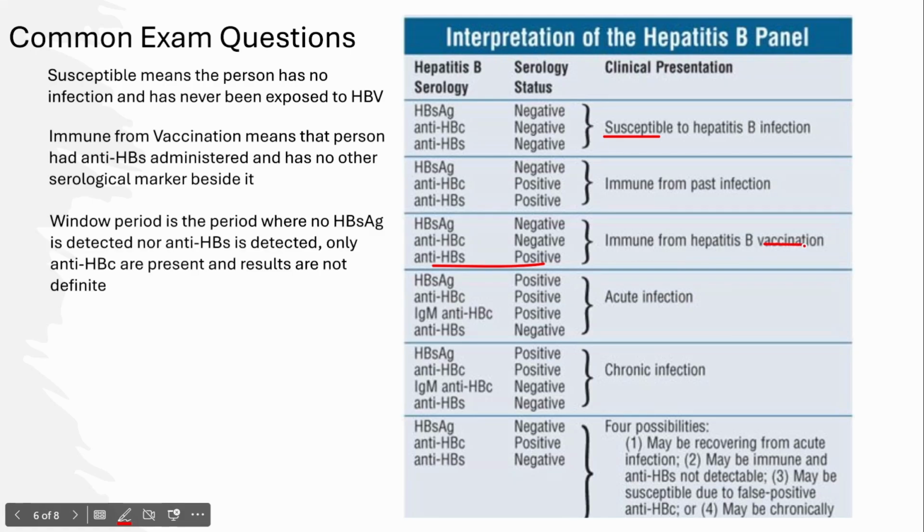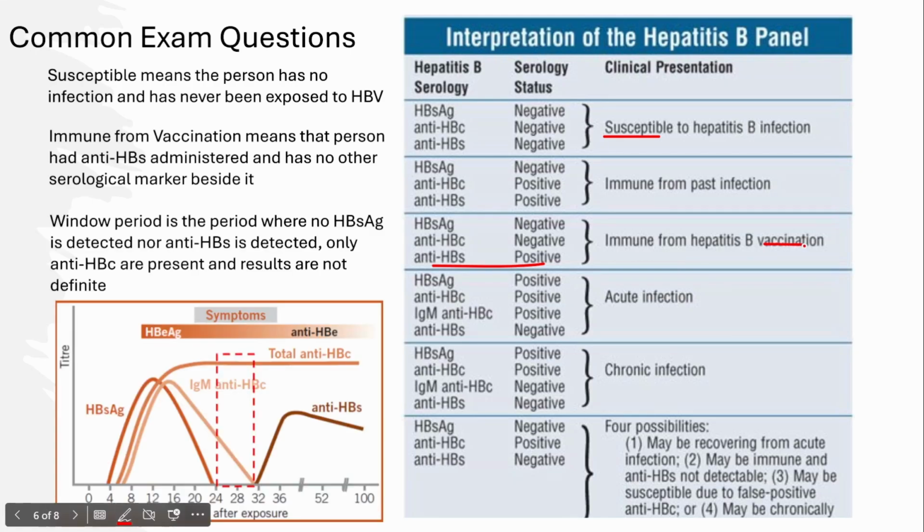Another important thing is the window period. The window period is when only anti-hepatitis B core antibodies are present and no other serological markers, neither the surface antigen nor the anti-hepatitis B surface antibody. So if a person is positive only for the core antibodies, you tell that person to come in after another week and you test them again to know what is happening, if they're entering the chronic phase or if they will develop immunity.